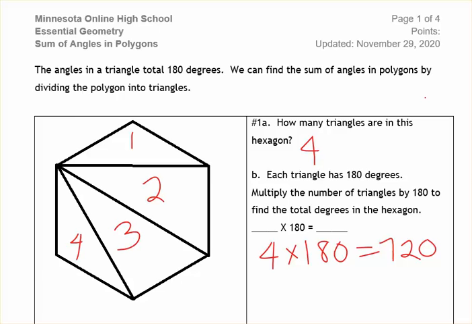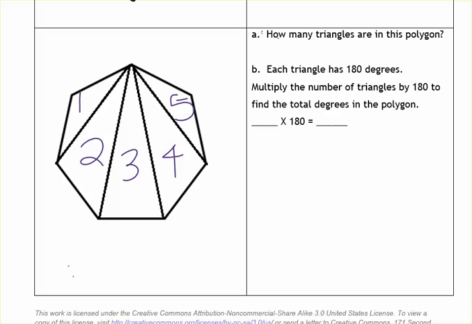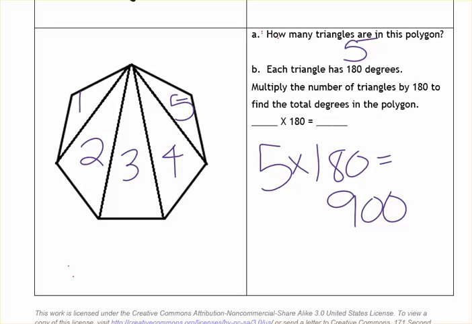Let's try another one. Again, we're going to start by counting the number of triangles. This polygon has 5 triangles. Each triangle has 180 degrees. I can find the sum by multiplying my 5 triangles times 180. This polygon has a sum of 900 degrees.